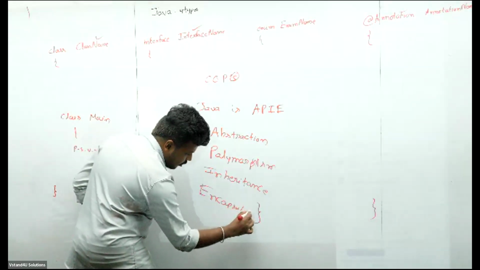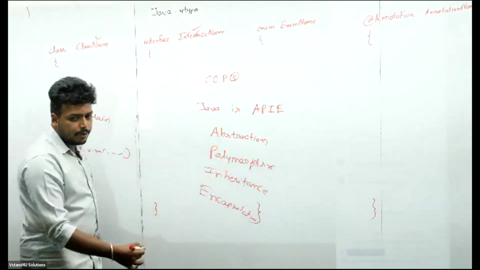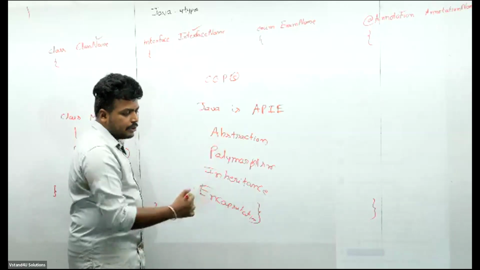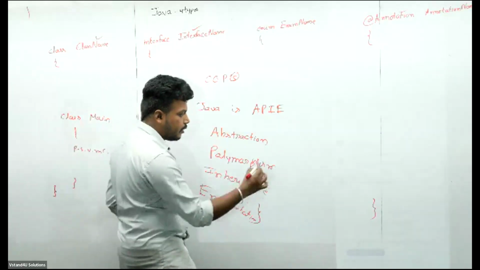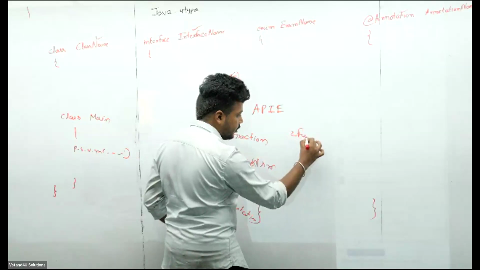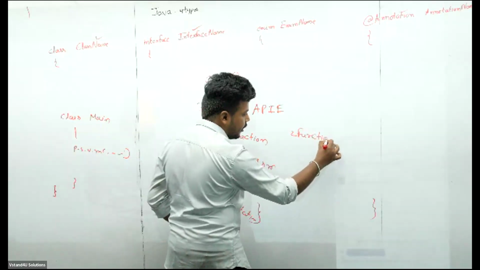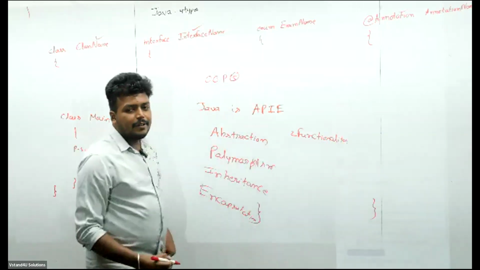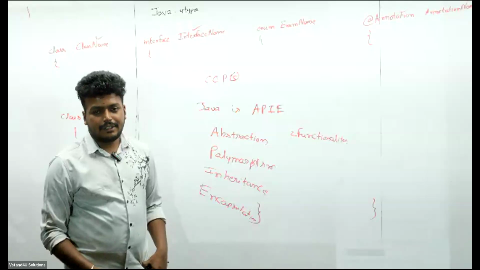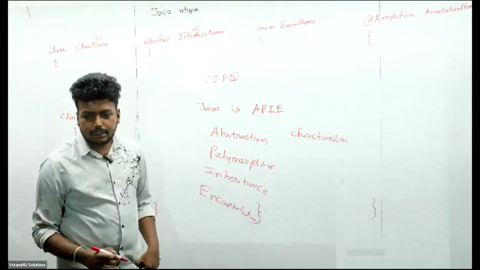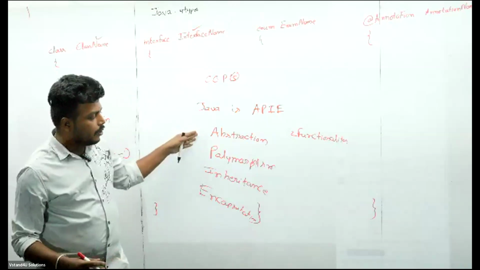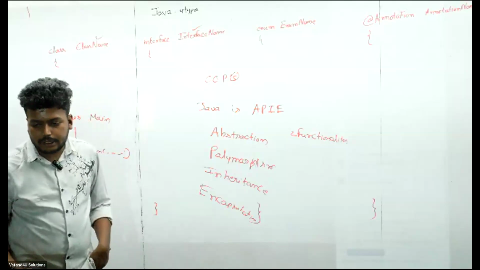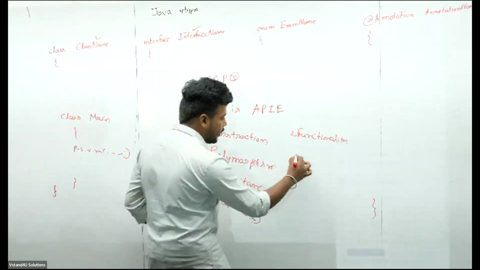We have told the four pillars of the Java programming OOPS concept, right? To use this OOPS concept, we have two functionalities. What are these two functionalities? If I want to prove these principles, we have two functionalities: class and object.